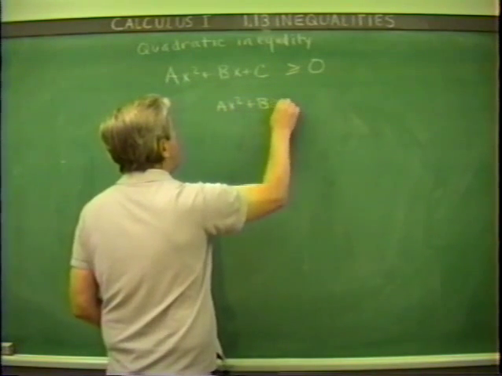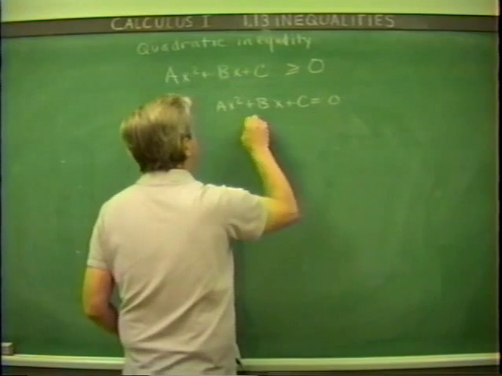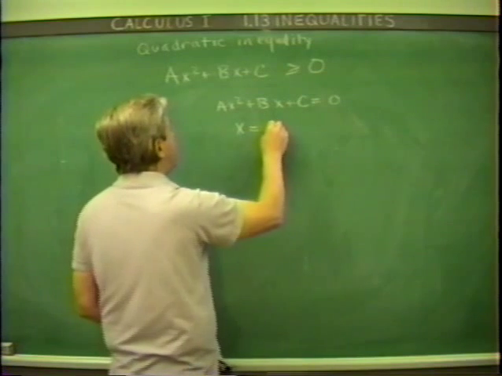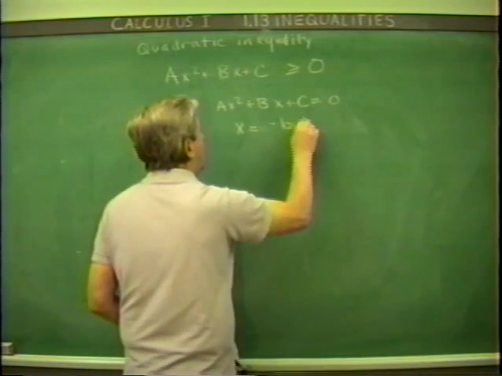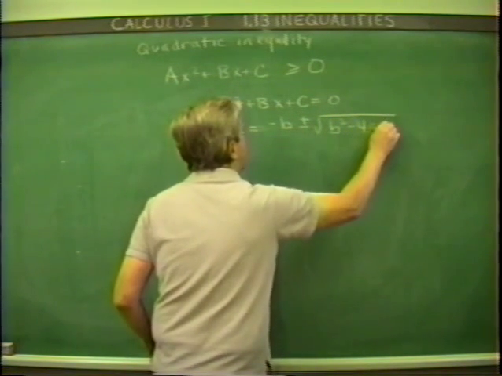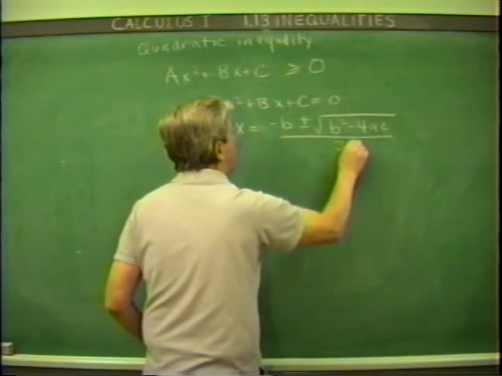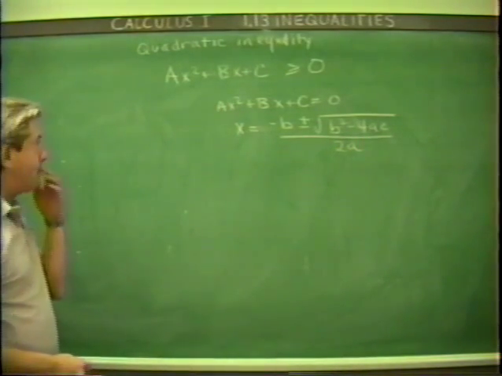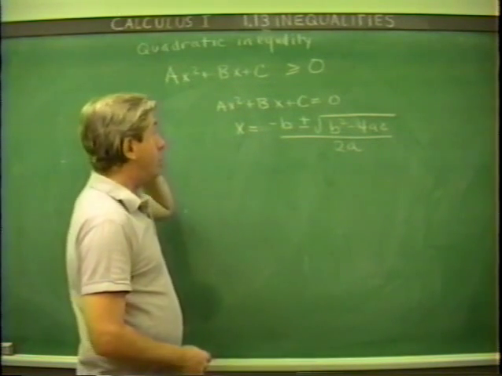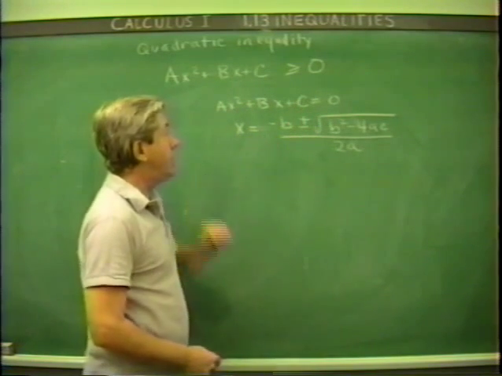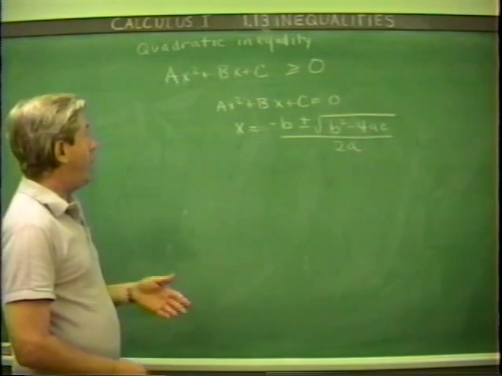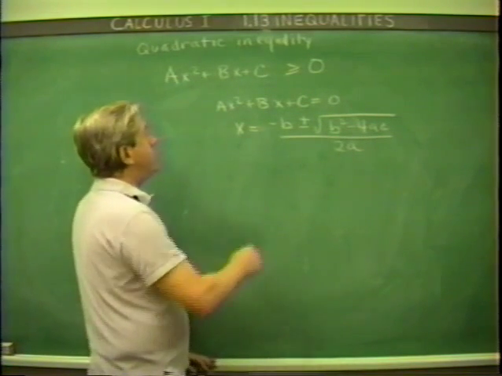The way to solve it is to note, first of all, the following: if ax squared plus bx plus c equals 0, then the quadratic formula says that this occurs when x is equal to minus b plus or minus the square root of b squared minus 4ac, over 2a. Okay? This is an important formula that should be memorized so that if you've got a quadratic equation, you can immediately solve it.